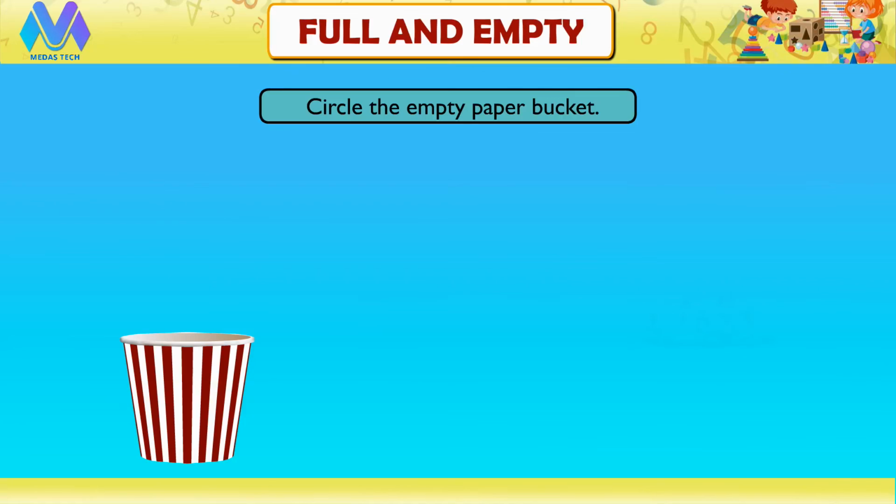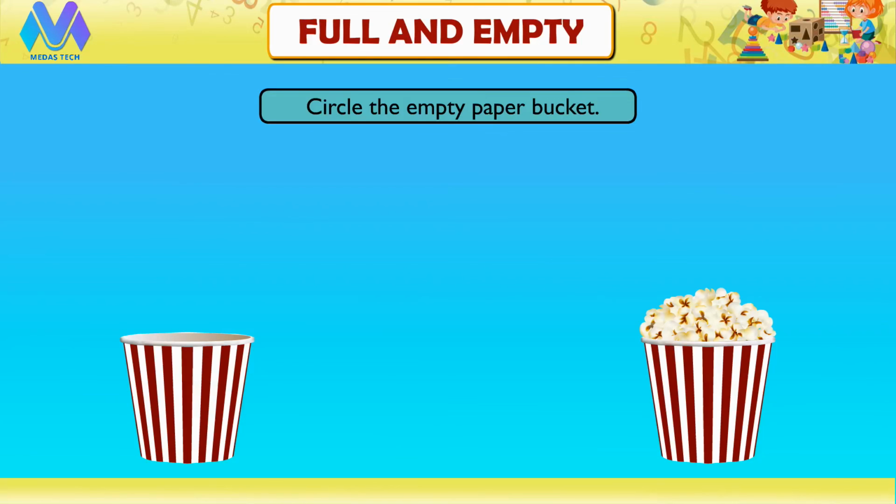Let's do one more activity. We will circle the empty paper bucket. We have two buckets here. Right? This one is empty. So we will circle the empty paper bucket.